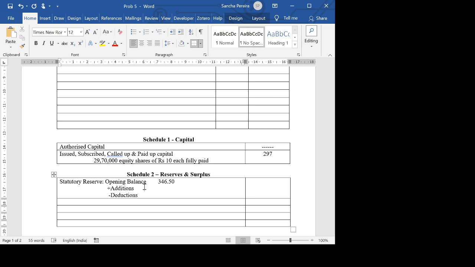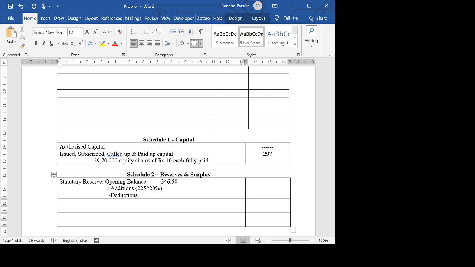That's why in the problem, they've given you the net profit for the year before appropriation. What is the meaning of before appropriation? Before any appropriations are made, like transfer to statutory reserve, proposed dividend, transfer to any other revenue reserve. Before that, the net profit is 225. This is what we have done in the profit and loss account also. So when we are taking the calculation, we have to do 225 into 20%.